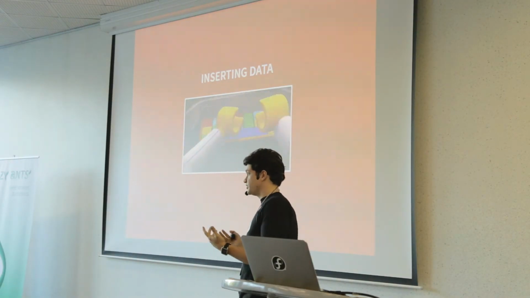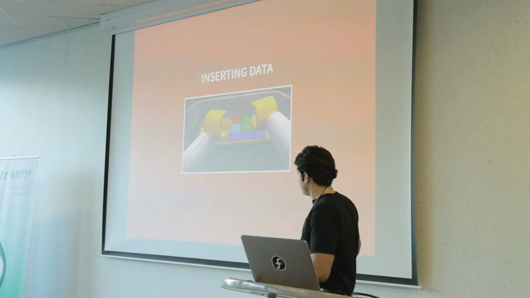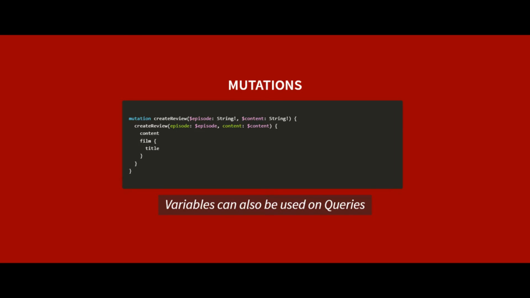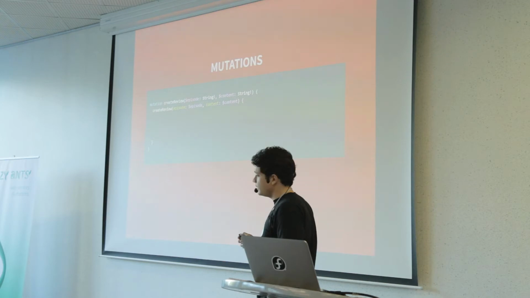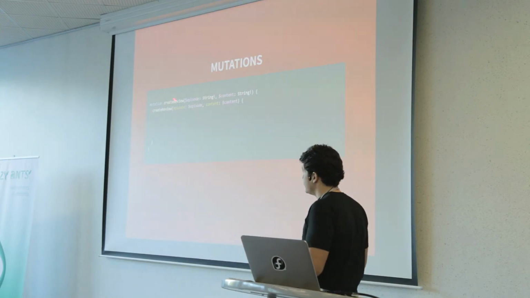It's called mutations. So you're actually mutating the data. That's the name, of course. So how do we do that in GraphQL? Actually, also pretty simple. Instead of having query in the beginning, now we have a mutation just as a placeholder. And then we can give it a name.